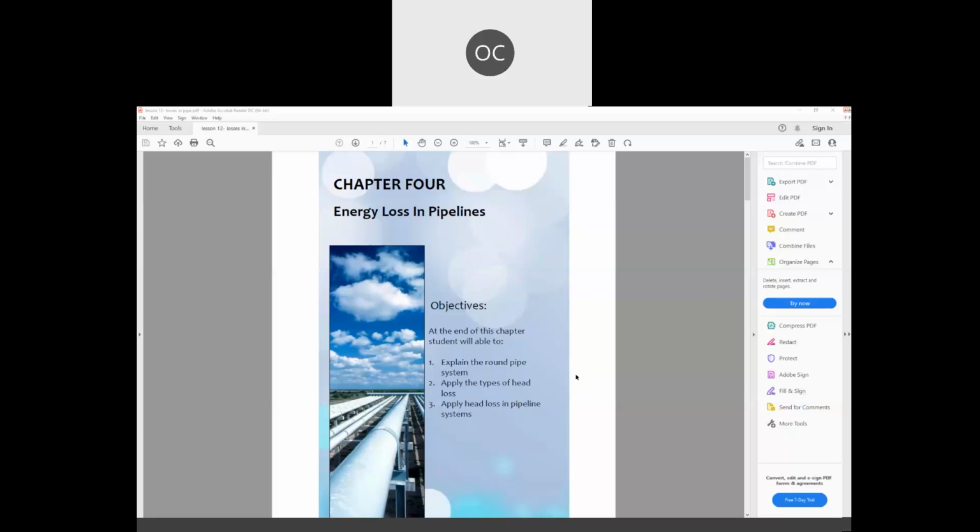So we are in the last chapter of fluid mechanics, which is the energy losses in pipe. The objective for this chapter is to explain the pipe system, what types of losses might occur, and then you should know how to analyze the losses in a pipeline system itself later.